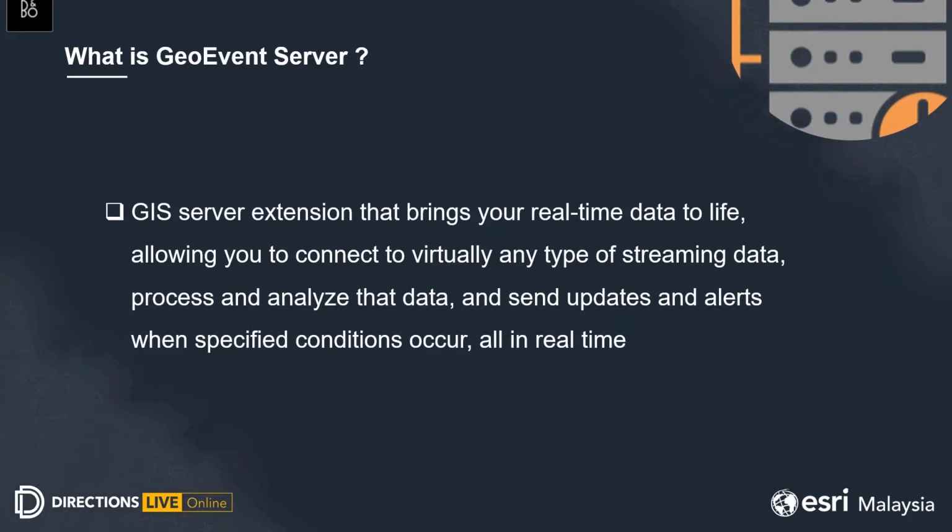Incoming data could be in different kinds of formats. It could be text from a TCP socket, JSON, GeoJSON, and many more. GeoEvent Server will then help you to analyze and process the data from the input, and the output will be sent out in real time through emails, alerts, and feature updates, etc. Since event data can be filtered, processed, and sent out to multiple destinations when specified conditions occur, all in real time, it helps you to respond faster with increased awareness whenever changes occur.